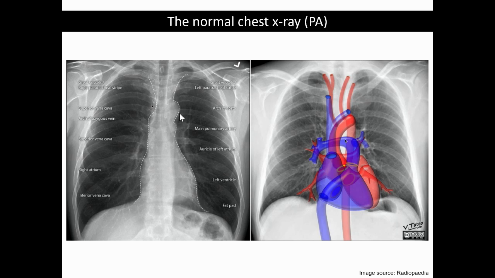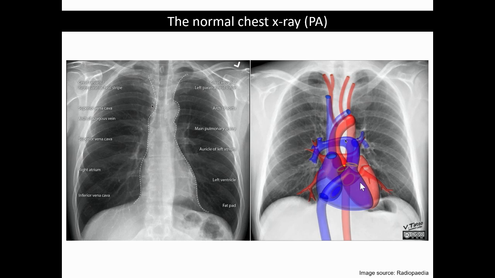And then comes the aortic arch, then the main pulmonary artery, then the auricle of the left atrium, and then finally the left ventricle. Next to the apex of the heart, sometimes there is a fat bed, which correlates well with obesity. Now, if you're looking at a chest X-ray, you're looking at a lot of air, some vessels, some bronchi. Therefore, the lung itself is transparent or black on the chest X-ray.